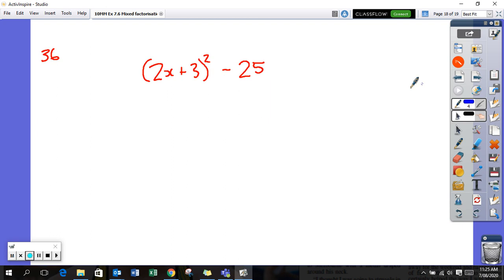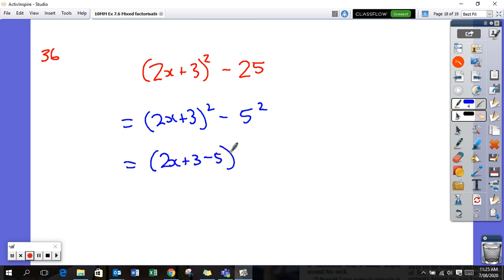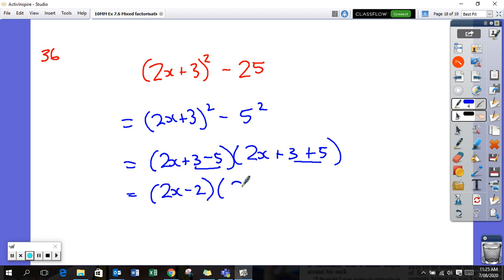And I believe this is the last one. Okay, that's a square. 25 is a square number, so we're going to go 2x plus 3 squared minus 5 squared. So this minus this, then this plus this. So we're factorising 2x plus 3 minus 5, then 2x plus 3 plus 5. These numbers, we can add them. 2x minus 2 and 2x plus 8. Oh, we still keep going.